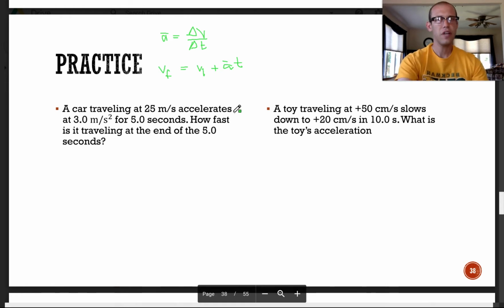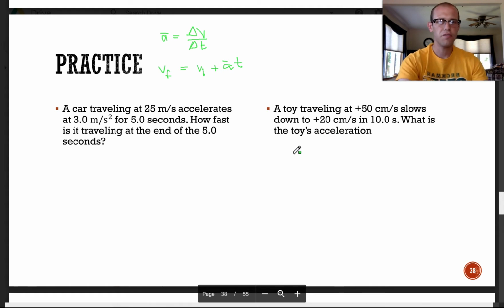So remember, acceleration is a change in the velocity over a change in time. And to calculate final velocity, we can use this formula if we want to break it down, but we can use this one, using the initial velocity plus the average acceleration times time. So we already did this problem over here, so let's continue on with this one.